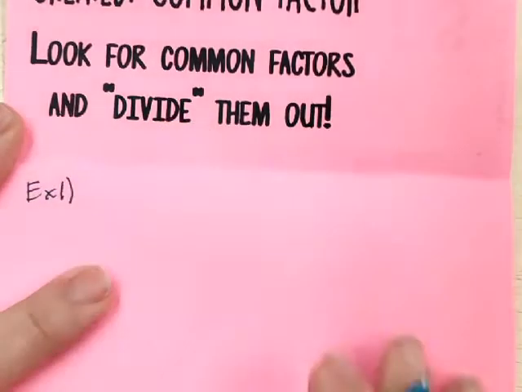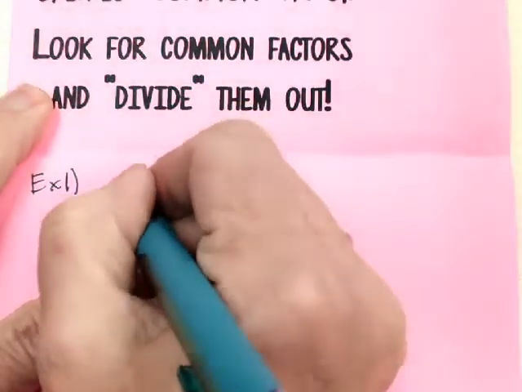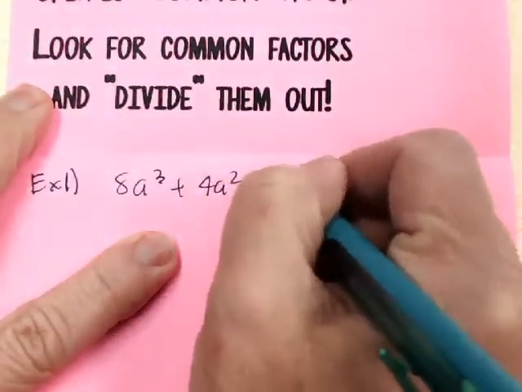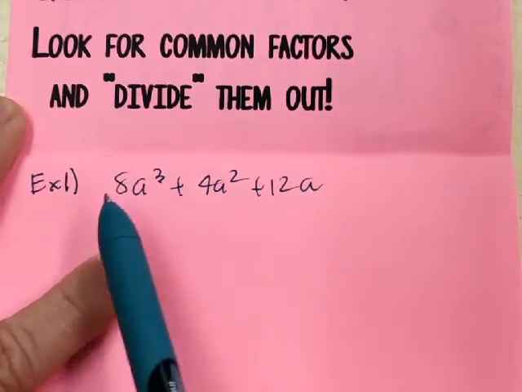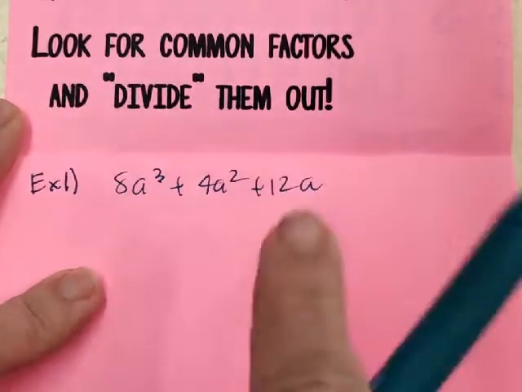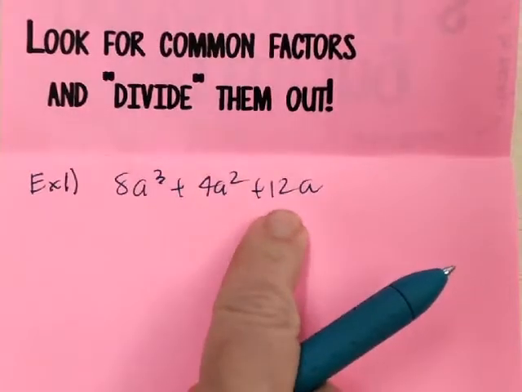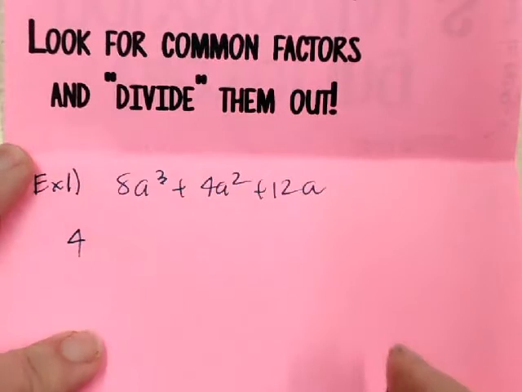My first example, and I'm only going to do a couple, so this is going to be fast. If I have 8a cubed plus 4a squared plus 12a, you're looking for the biggest factor. Factor is things that are being multiplied. The biggest number term, I should say, that will multiply by something else to give me these things. So I'm looking for my greatest common factor. The biggest thing that will go into 8, 4, and 12 is 4. So I can factor out a 4.